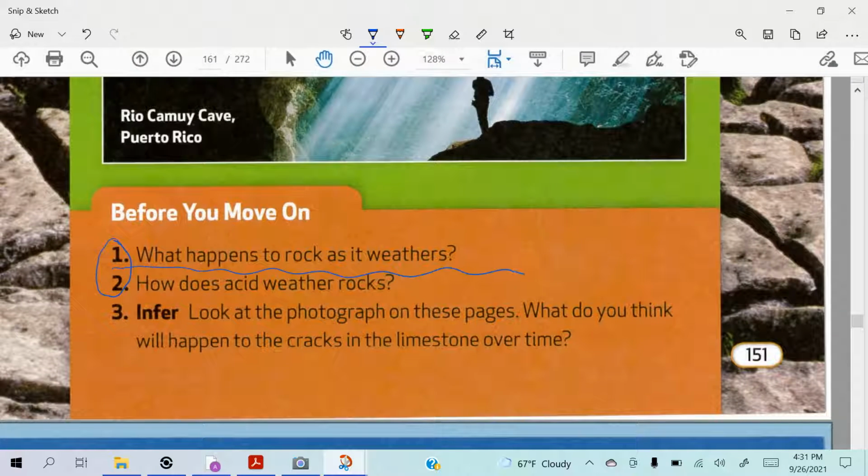It's number one. It says, what happens to rock as it weathers, right? What does weathering do to rock, right? And how does acid weather rocks? What does it do? That's a chemical weathering, right? How does acid weather rocks? So we're going to do those too.